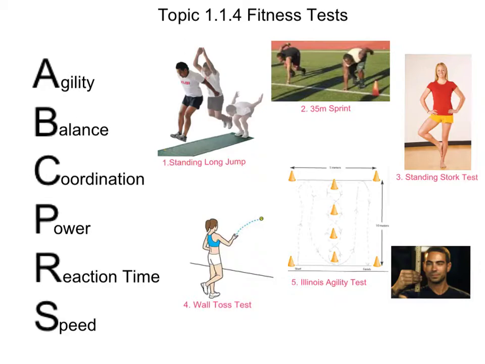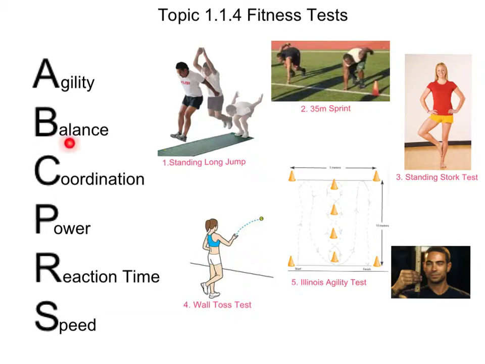Okay, so the first component of fitness we'll look at is agility, and hopefully you were able to link this to number 5, which is the Illinois Agility Test. This test assesses agility, and the course is set up like the one you can see in the diagram, which requires participants to run around quickly and change direction on numerous occasions. The run is timed and the aim is to complete the course as quickly as possible.